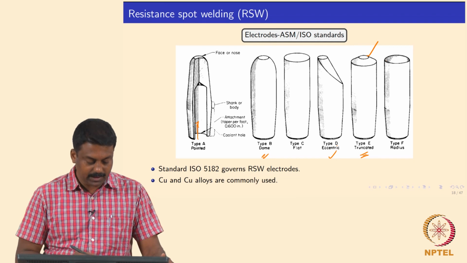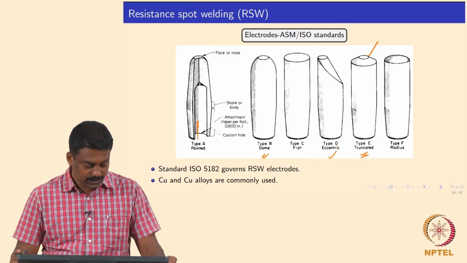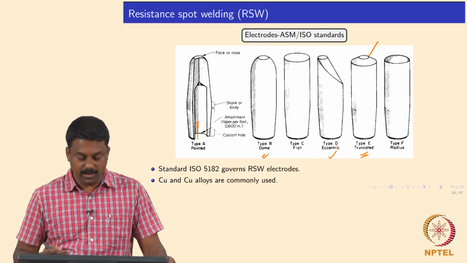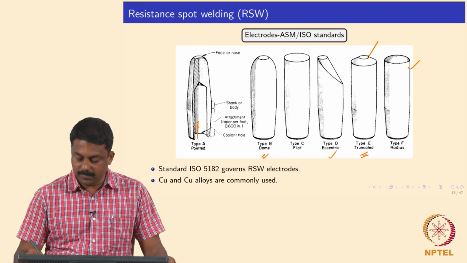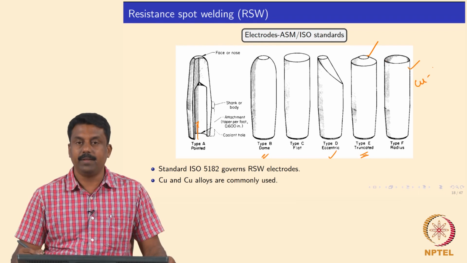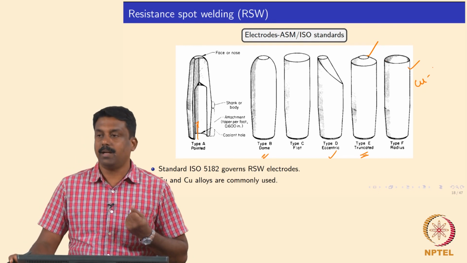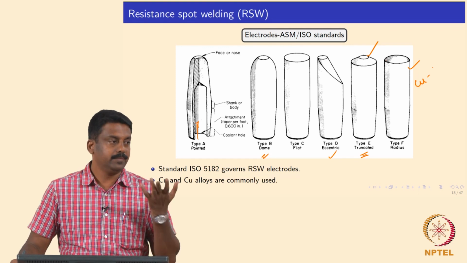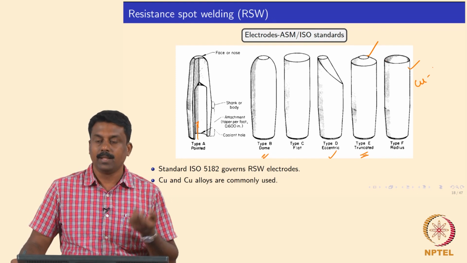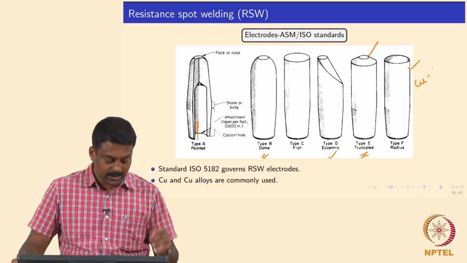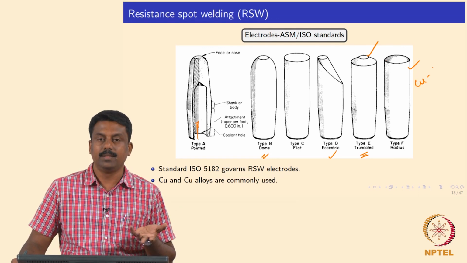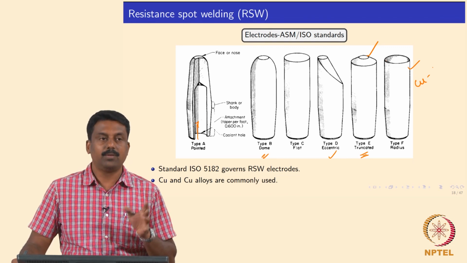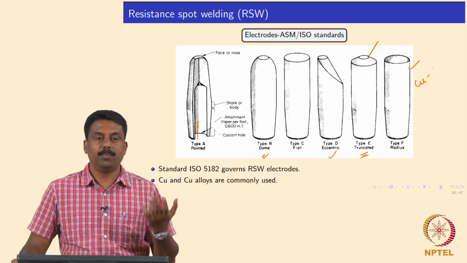So this is all governed by the ISO standard 5182, okay, which governs the electrode selection and electrode material. Most commonly, the material for making electrodes is copper or copper alloys. The obvious reason is it has to have good electrical conductivity, also thermal conductivity, so that the heat can be extracted very effectively from the faying interface. The electrodes would not melt. Okay, if your electrode is melting, then you have a problem. And electrodes would also withstand a large number of weld thermal cycles.